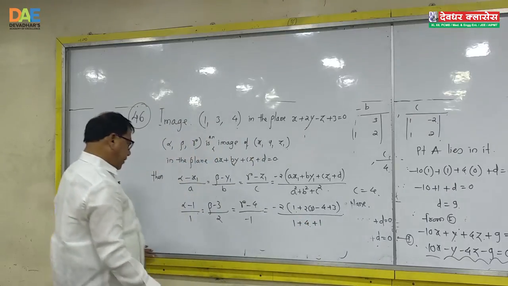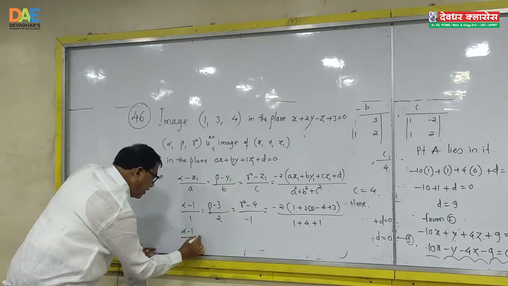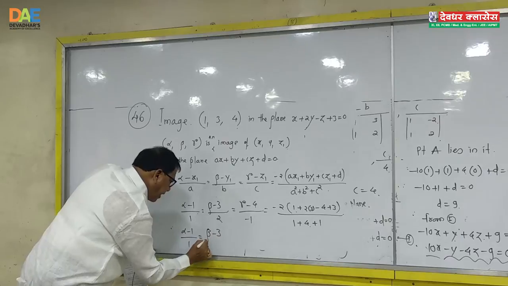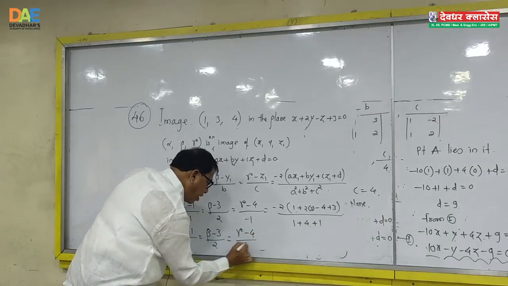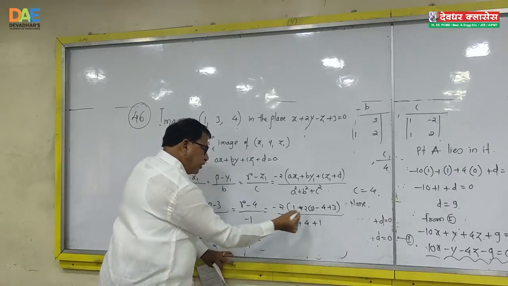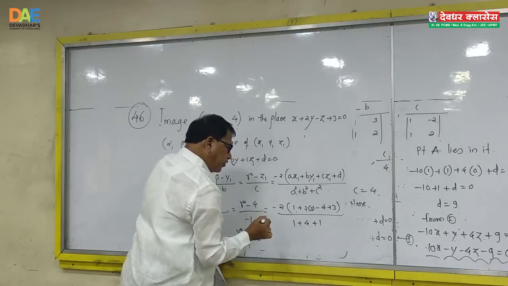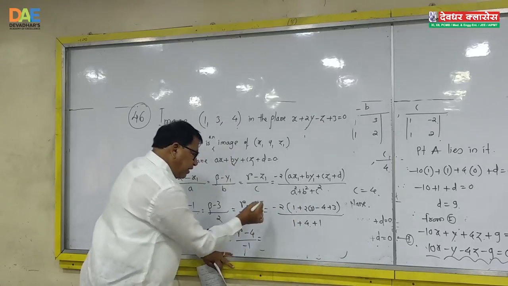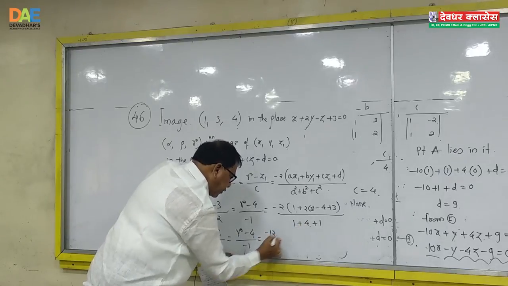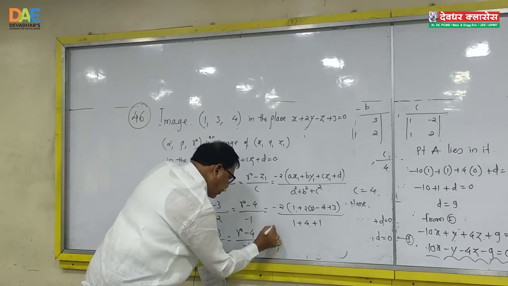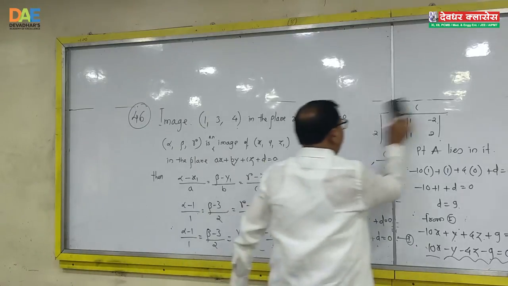plus c square. And therefore we have alpha minus 1 upon 1 is equal to beta minus 3 upon 2 is equal to gamma minus 4 upon minus 1 is equal to: 3 2s are 6, 6 plus 1 is 7, 7 minus 4 is 3, 3 plus 3 is 6, 6 into minus 2 is minus 12, upon 4 plus 1 plus 1 is 6, 6 into, that is minus 2. Take them separately and find out the values of alpha, beta, gamma.